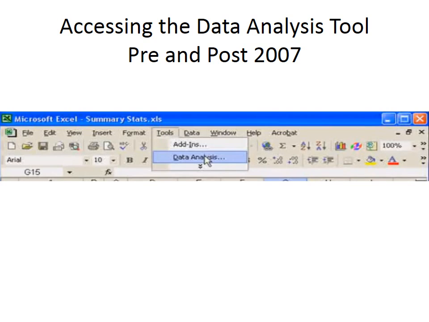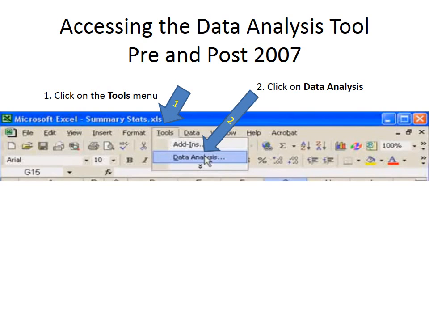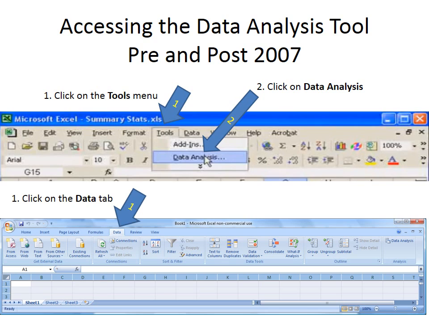In earlier versions, to access data analysis, you would first click on the tools, and then you would click on data analysis. However, on your version, instead of clicking on tools first and then clicking on data analysis, what you will do is you will click on the data tab, and then you will look for the analysis group and click on data analysis. So whenever the videos tell you to click on tools and then data analysis, instead you will click on data, then data analysis.